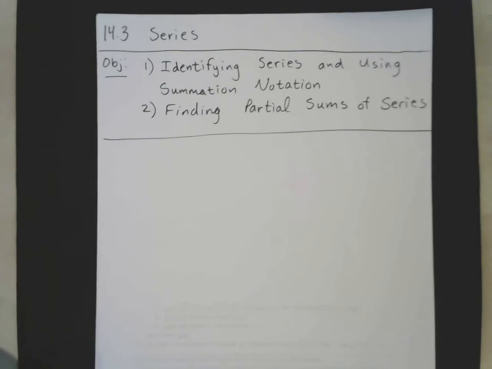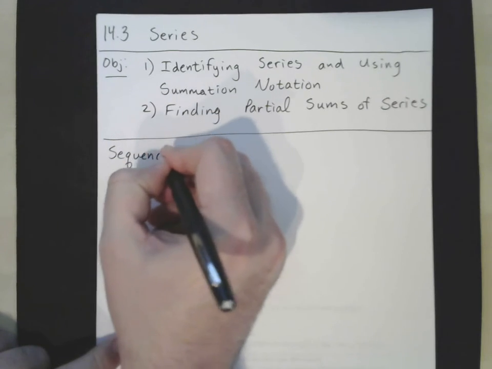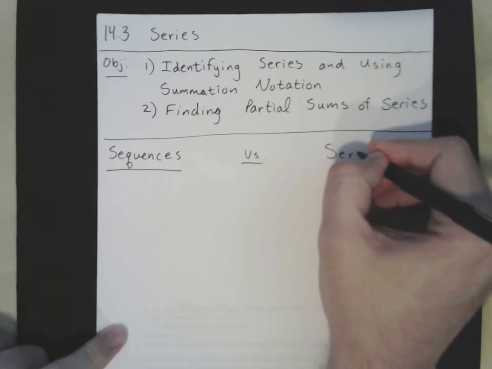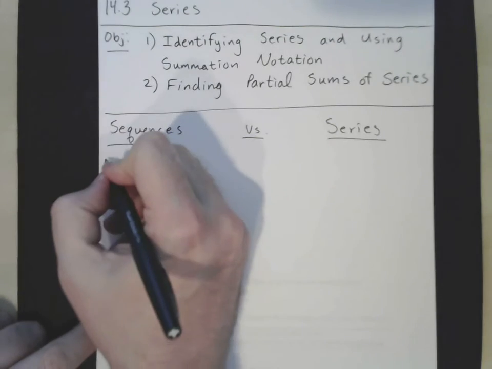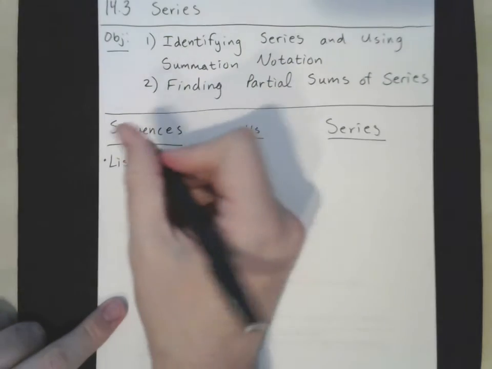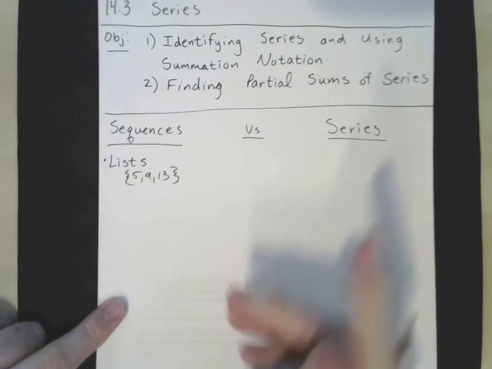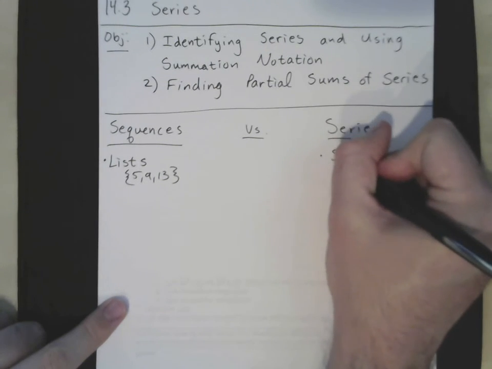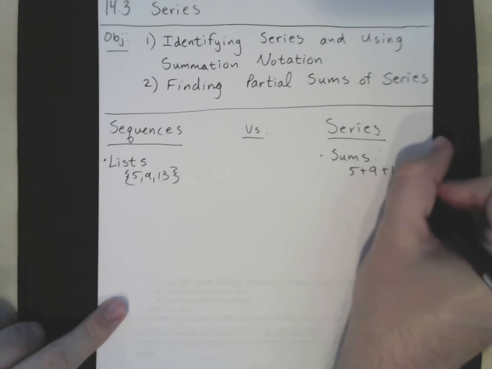So, because sequences and series are so very similar, I like to start this section by comparing the two. This is just going to be a little comparison of the properties that we know from sequences versus the properties for series. So the first thing is a sequence is just a list. These are lists of numbers like 5, 9, 13, and some brackets like that, maybe longer. Whereas series are sums. They're big addition problems. So we would have 5 plus 9 plus 13.